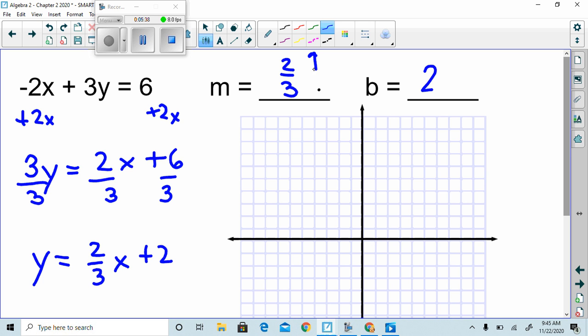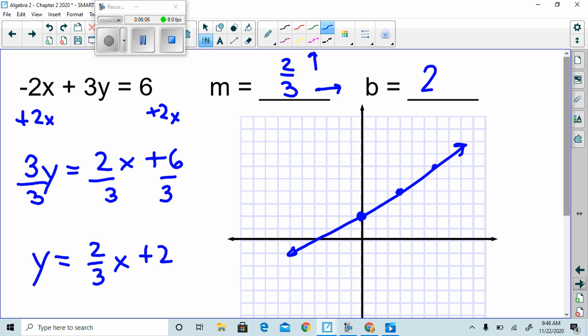Slope is positive, it's going to go up 2 and over 3. Start at your y-intercept, that's 2. Count up 2 and over 1, 2, 3. It's always up and to the right or down and to the right. If I wanted to plot an additional point, I could go up 2 and over 1, 2, 3 again, just to get a sense of the graph. Connect my points. It's just that easy.